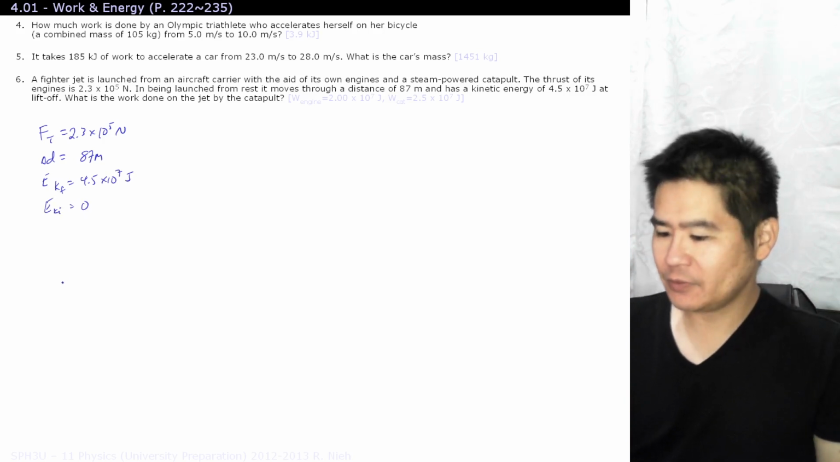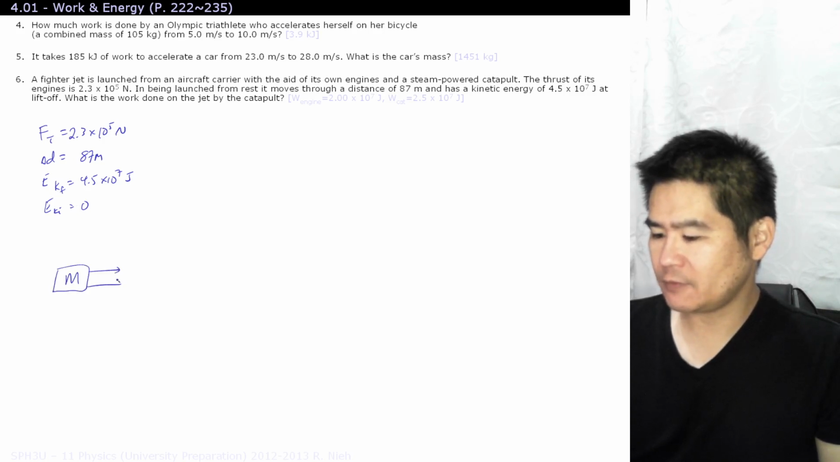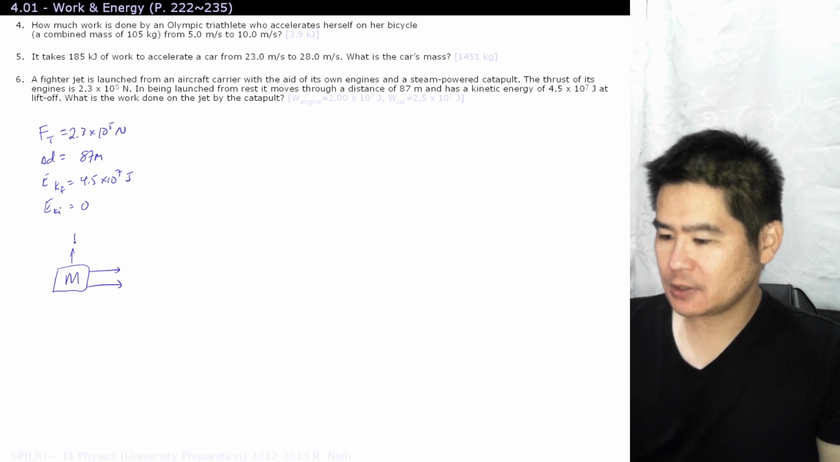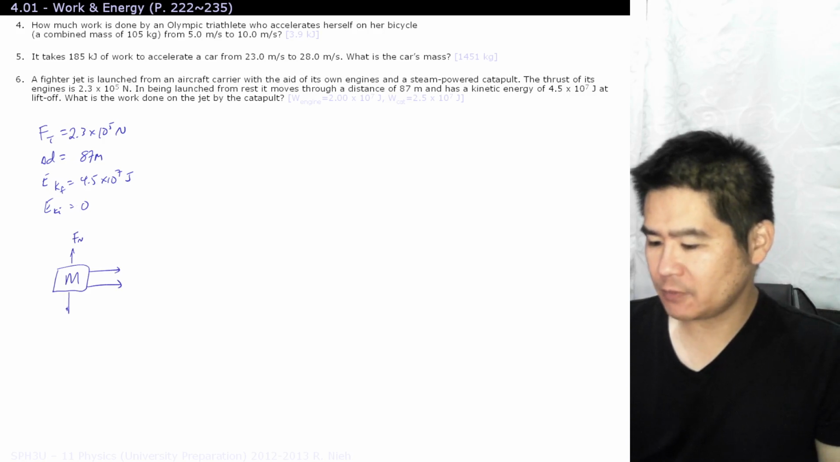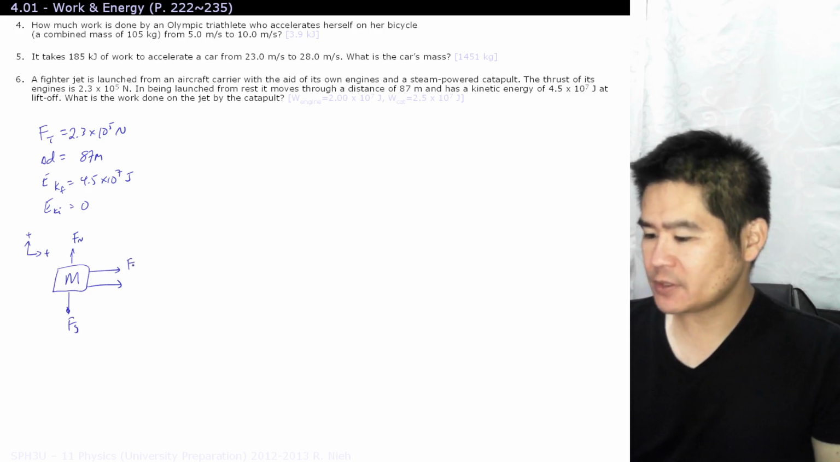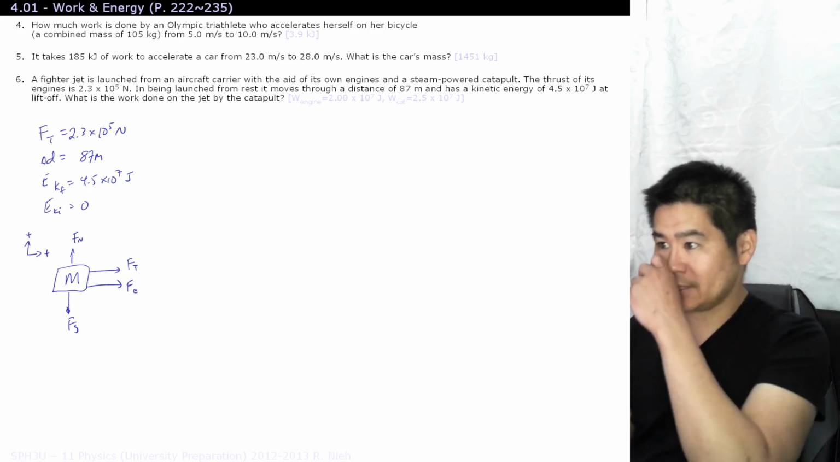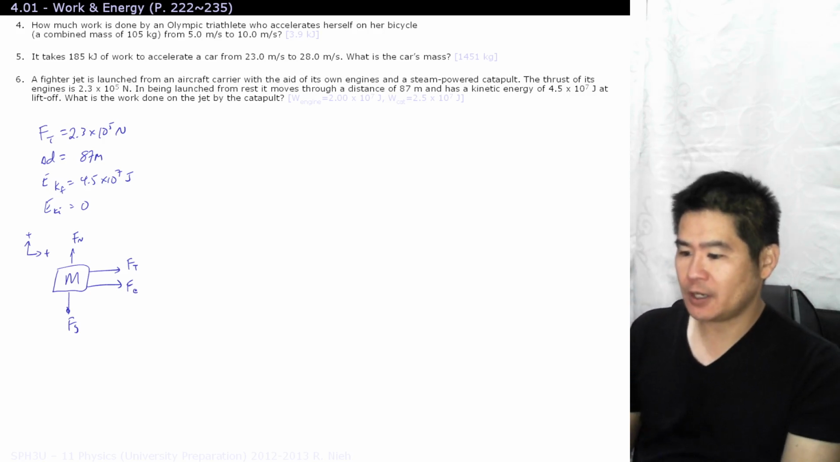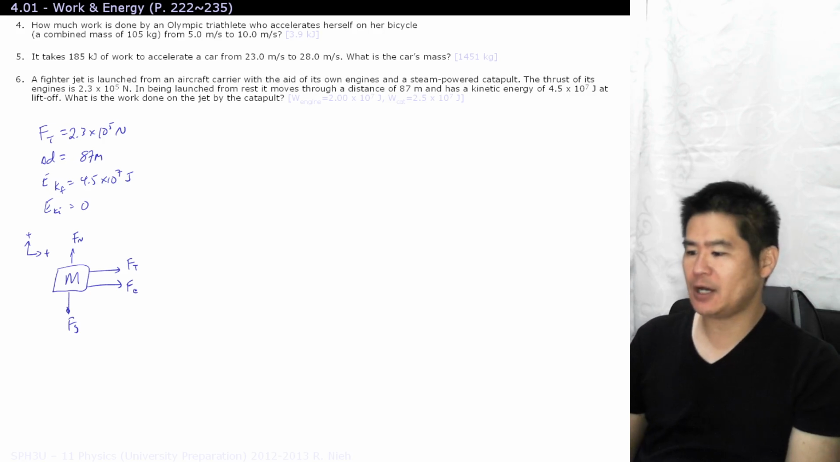All right, well, with the free body diagram, we have the fighter jet, and we have two forces acting on it, aside from the normal force and the force of gravity. And I think we're pretending that the force of friction doesn't matter. So you have the force of the thrusters and you have the force of the catapult, both pulling it in the same direction. And we're trying to figure out how much the catapult helps speed it off.